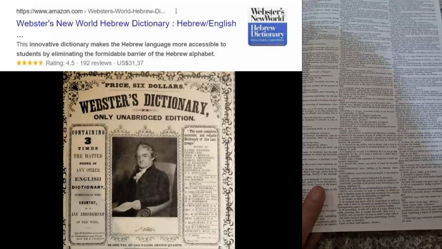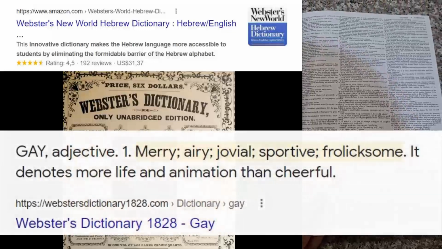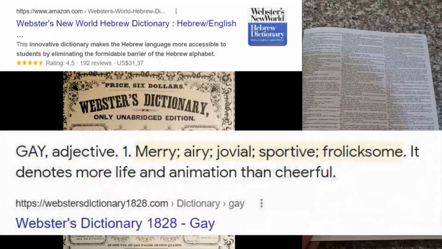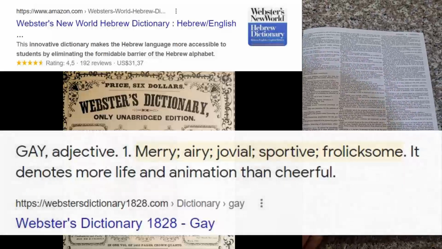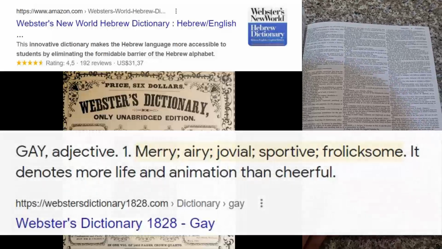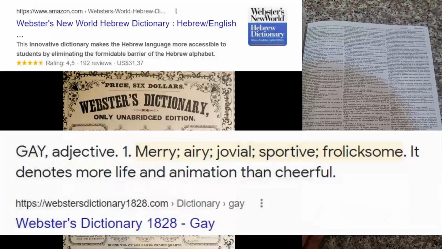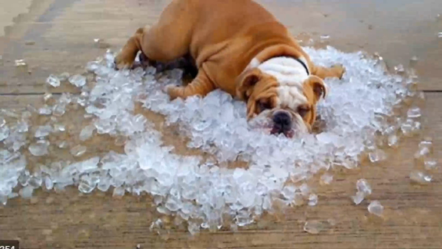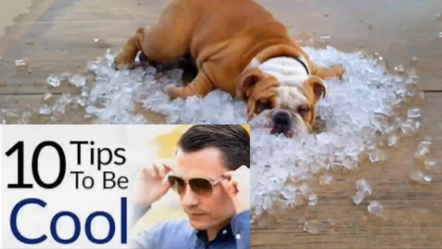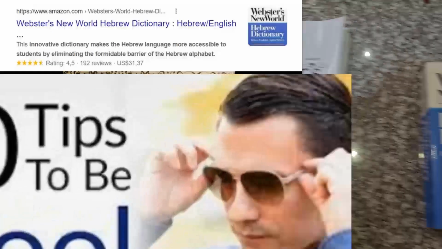Like for instance, gay. In the 1800s, when you were gay, you were friendly and happy and cheerful and excited. But now when you are gay, it means something totally different. In 1828, when you were cool, it meant that you were not hot. You didn't feel that you were overheating. You were cool. But these days, cool has a totally different meaning. So what's nice about Webster is that it gives you the original meanings, definitions of words.